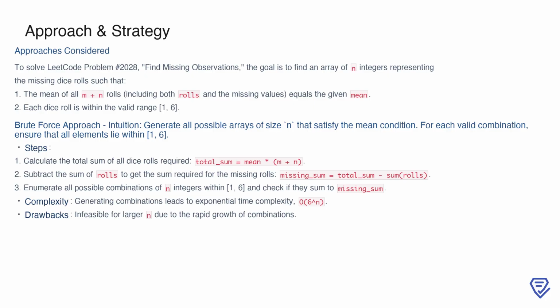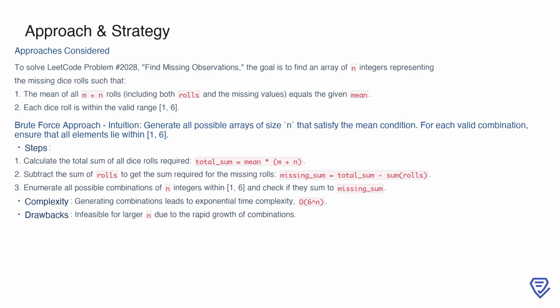First, we calculate the total sum required for all dice rolls, using the formula mean * (m + n). Then, we subtract the sum of the given rolls to determine the sum that the missing dice rolls must achieve, referred to as missing_sum. From there, we enumerate all possible combinations of n integers within the range of 1 to 6, checking if their sum equals missing_sum.